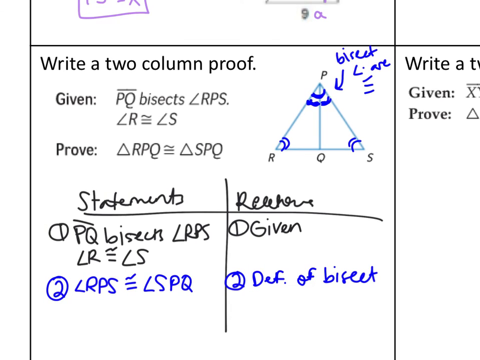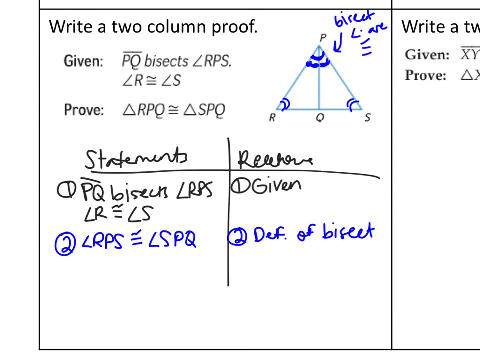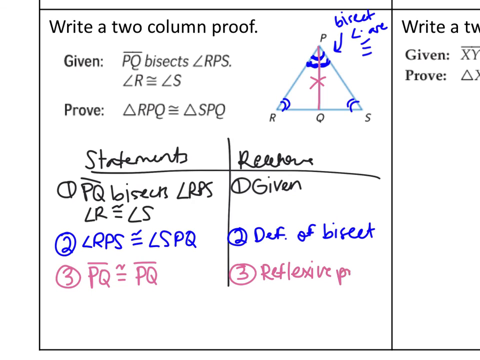Bisected angles are congruent. Next we're going to say, what else do I know? Well, I have PQ right here. I notice that it's a shared side between two triangles. Remember, shared sides are congruent to each other, or in another word, reflexive. So PQ for this triangle has to equal PQ for this triangle, and that is because of our reflexive property.